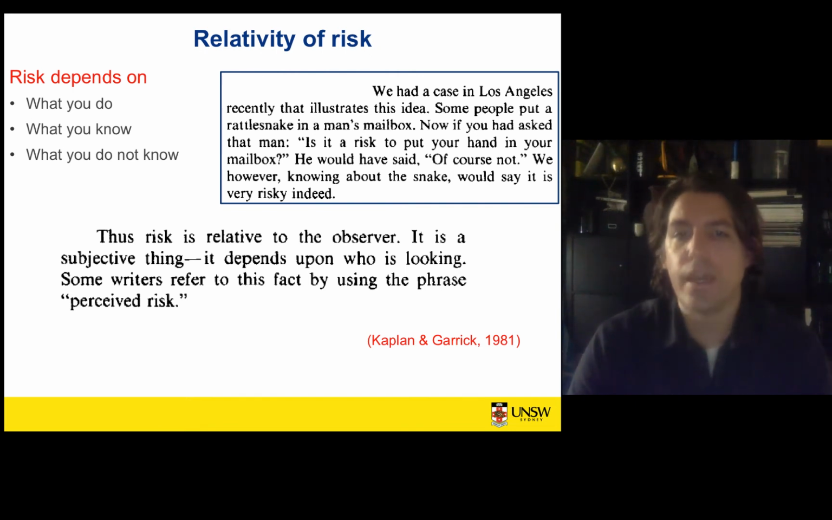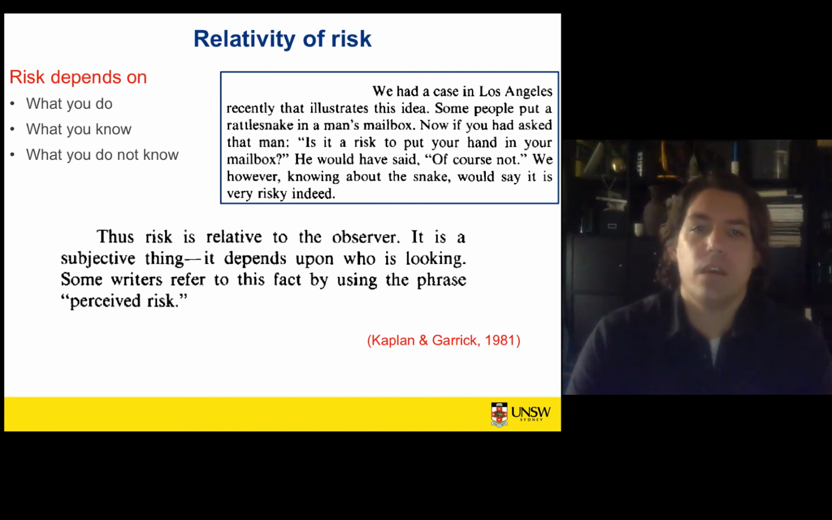So in the example in Kaplan and Garrick, some people put a rattlesnake in a man's mailbox. He comes out to collect his mail. If you were to ask the people if there's a risk, they would certainly suggest that there was. However, the man has no idea because he doesn't know that a hazard exists. This same scenario can be translated to a variety of real-life situations and highlights the importance of always improving risk management and characterization data for new and upcoming hazards.